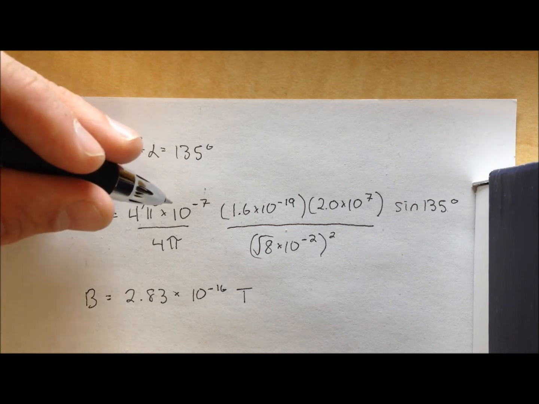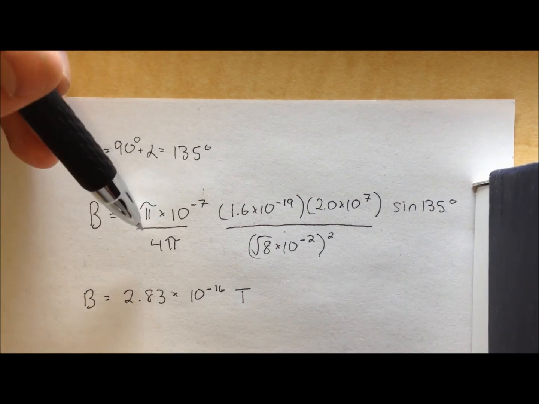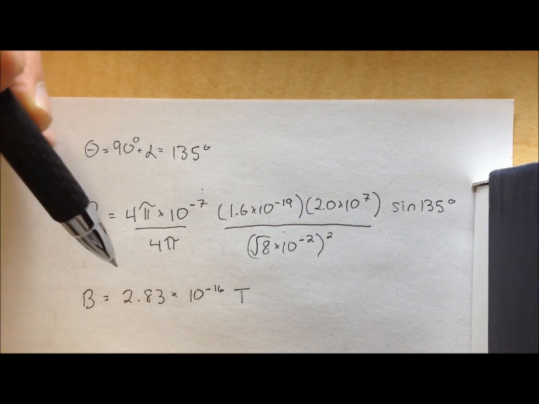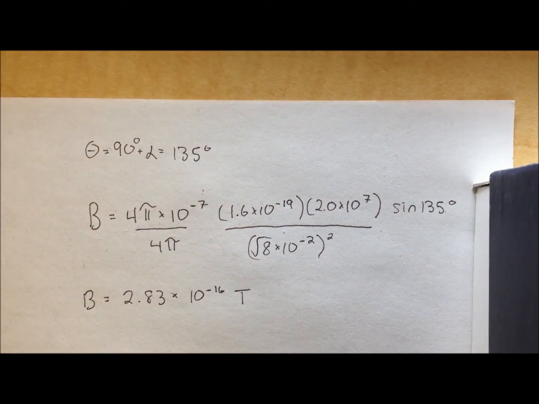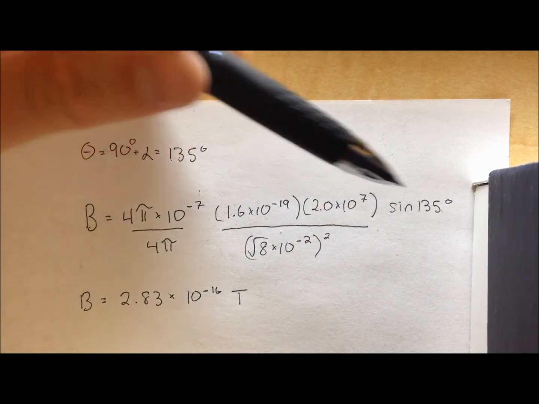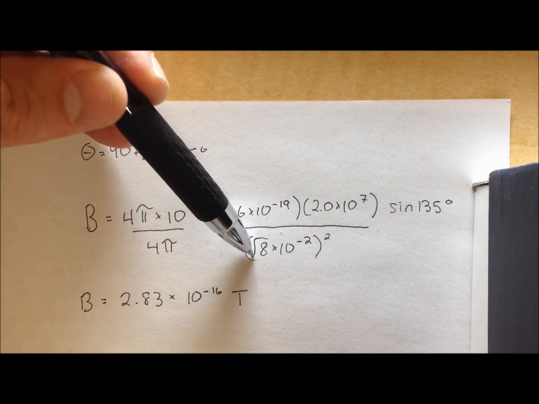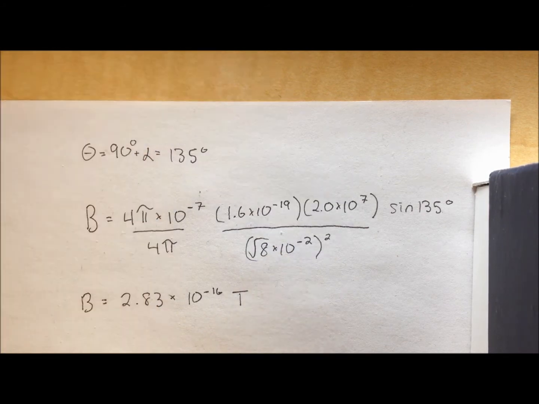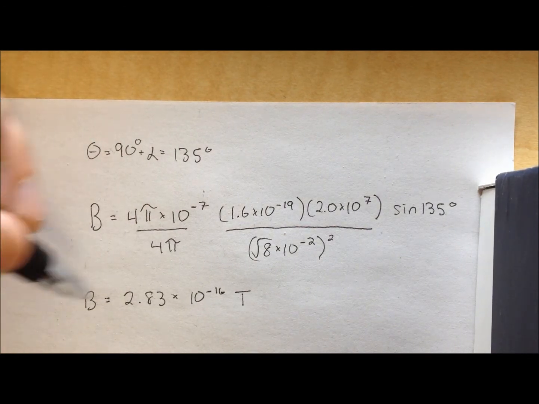So now we have our theta, we have our R vector, and we can go ahead and plug it into the law. So we get B equals 4 pi times 10 to the negative 7 over 4 pi, because 4 pi times 10 to the negative 7 is mu naught. And then Q, which is 1.6 times 10 to the negative 19, that's the charge of a proton. V, which was given, is 2.0 times 10 to the 7th. And then the sine of 135, which was the theta. And then we have root 8, which is our R value. And this is because it was in centimeters, so it's 10 to the negative 2, and we square that. Then we get our answer, which is B equals 2.8 times 10 to the negative 16 T.